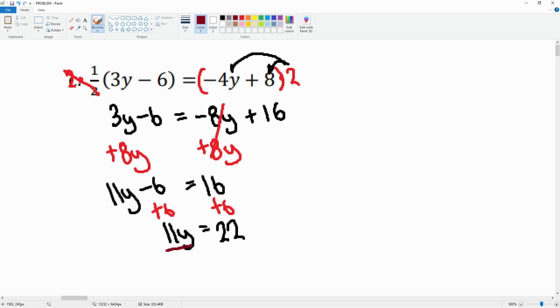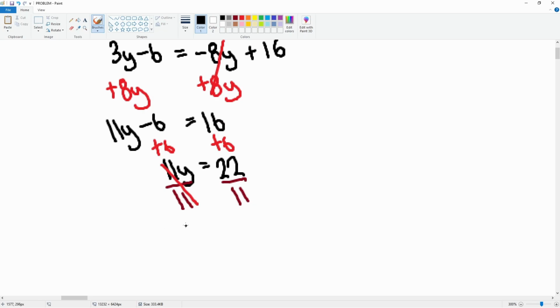Now we can divide the 11 to both sides. This cancels. Okay, 11 over 11 becomes 1. So now we just have a y on the left. On the right hand side, 22 divided by 11, that gets you 2. So the final answer is y is equal to 2.